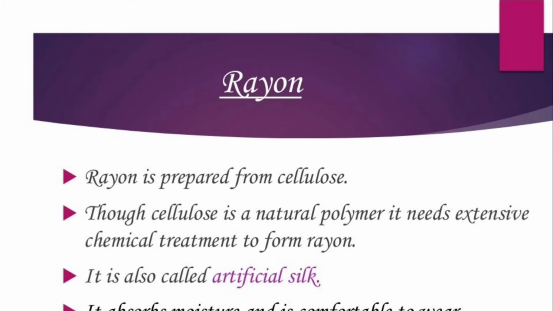It is also called artificial silk. Silk is natural, that means we obtain silk from the silkworm. This is known as artificial silk because rayon is made from cellulose present in plants. From plants cellulose is taken and this is the raw material for rayon, and after many chemical treatments the rayon is made.